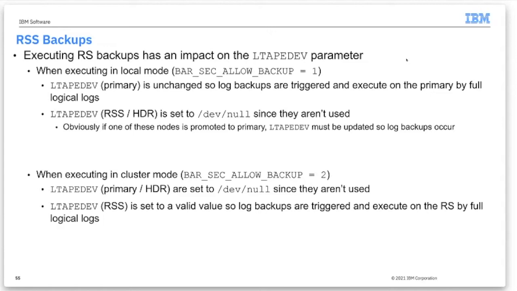If you are using cluster mode, so BARSEC_ALLOW_BACKUP is equal to 2, LTAPEDEV on the primary and on the HDR are now set to /dev/null since they aren't used. But LTAPEDEV on the RS secondary must be set to a valid value so that full logical log messages trigger the backup of the logical log from that RS secondary.